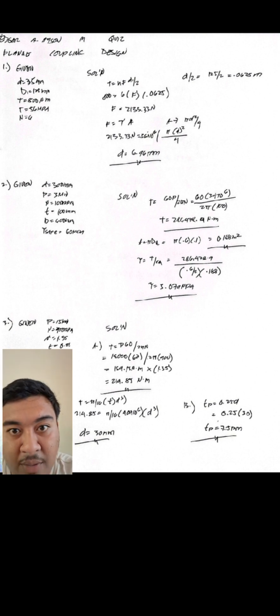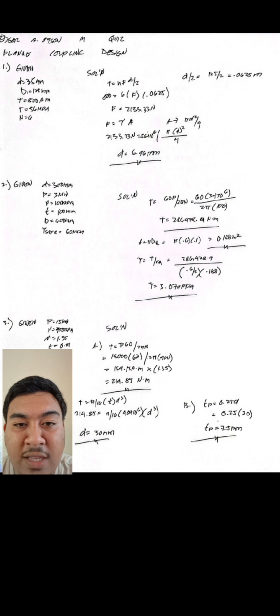So for the last problem, design a cast iron protective type flange coupling to transmit 15 kilowatts at 900 RPM with a service factor of 1.35. Then calculate the required shaft diameter and the thickness of the protective circumferential flange based on standard proportions. So these are the givens: power of 15 kilowatts, speed of 900 RPM, and service factor of 1.35.